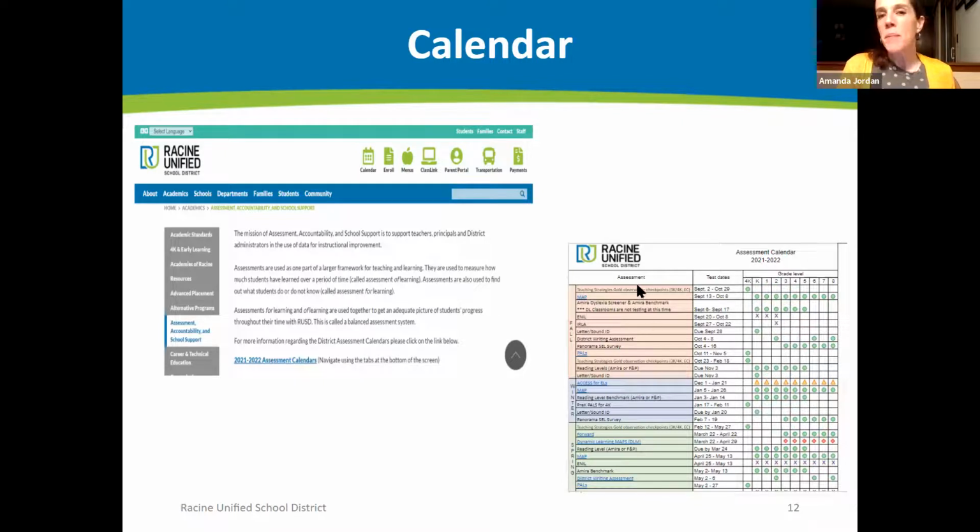So across the top, it has the assessment, the testing dates, as well as the grade levels which will be taking the assessment. And we have identified by grade levels. And on the bottom, it goes down to even a high school tab, so we can see where the high school students will be taking things such as the Aspire test, the ACT test, and again, what grade levels are specific to take those.